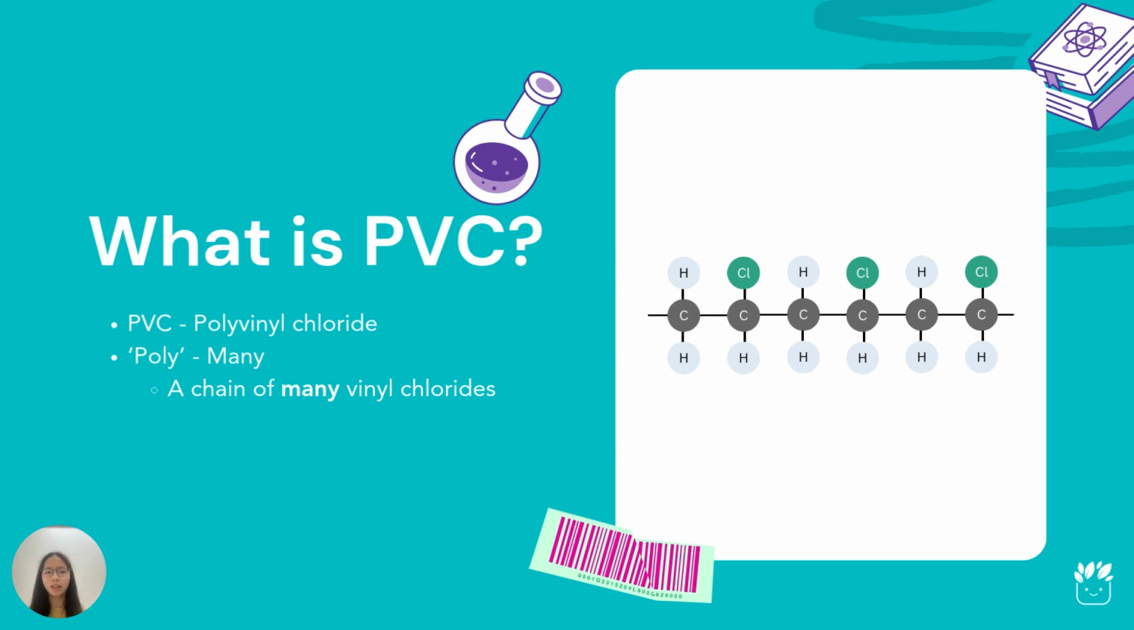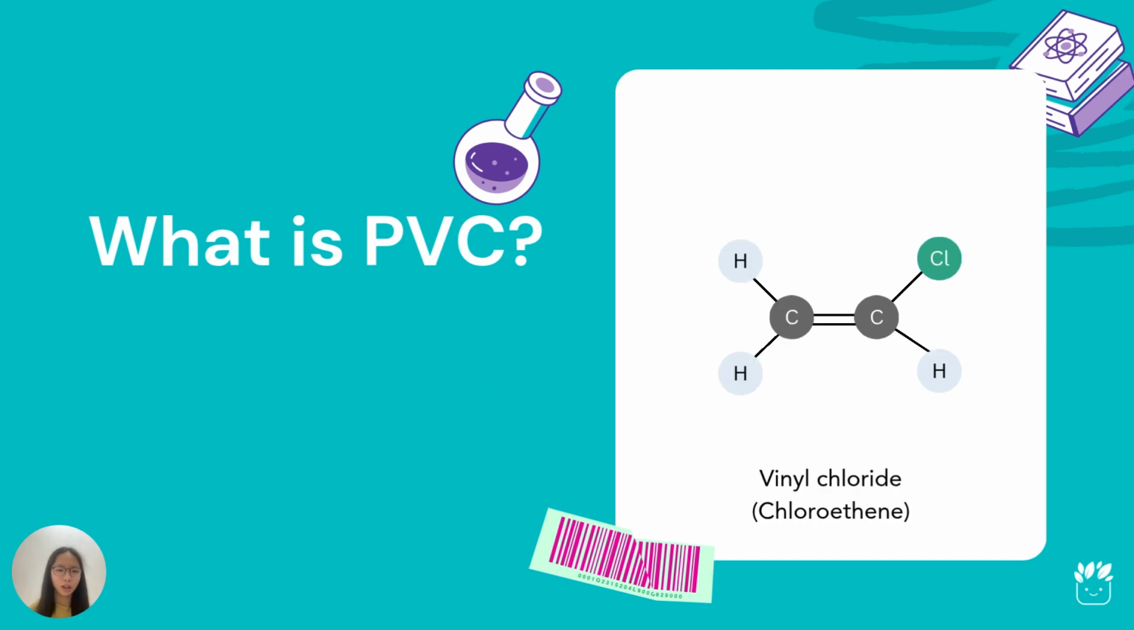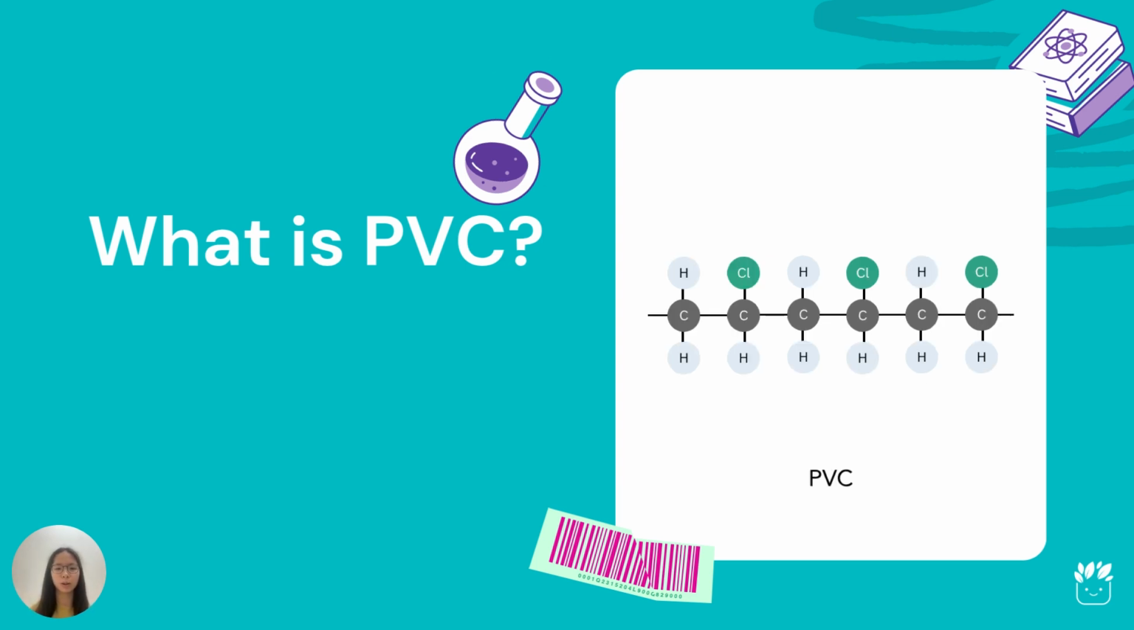PVC stands for polyvinyl chloride. The word poly means many, so it's basically a chain of many vinyl chlorides, as you can see in this picture. A vinyl chloride is this small thing here. It's made out of two carbons linked together, the C's, and then three H's or hydrogens and one chlorine. So this is one unit of a vinyl chloride. And when we connect many of these vinyl chlorides together, we get PVC, or polyvinyl chloride, which looks like a chain of carbons, all the C's in the middle. And then attached to these C's would be the hydrogens and the chlorines, the Cl's, on the two sides.